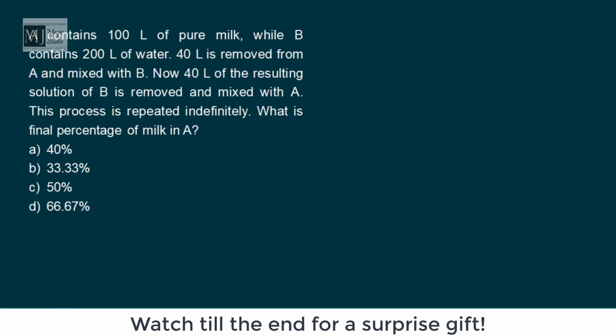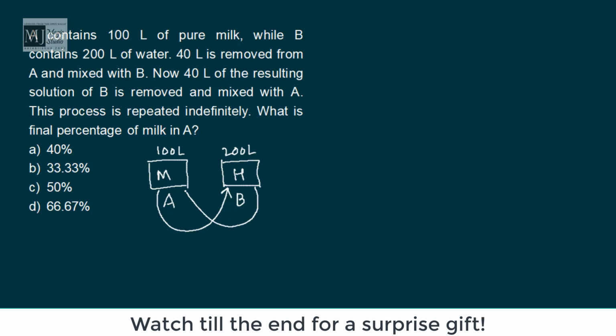Read this question. This is a really very interesting question. Container A contains 100 liters of pure milk, while B contains 200 liters of water. 40 liters is removed from A and mixed with B. First step. Now 40 liters of the resulting solution of B is removed and mixed with A. Second step.